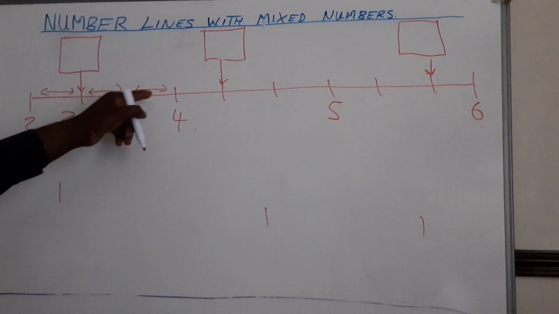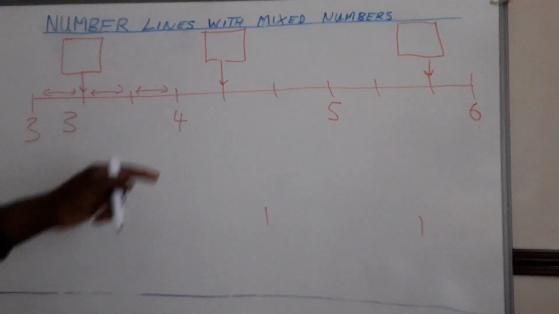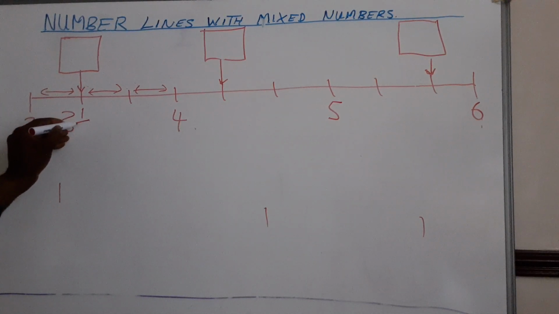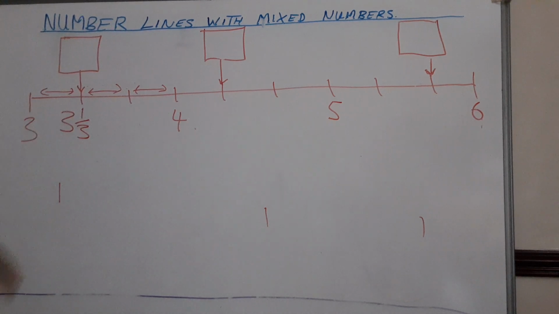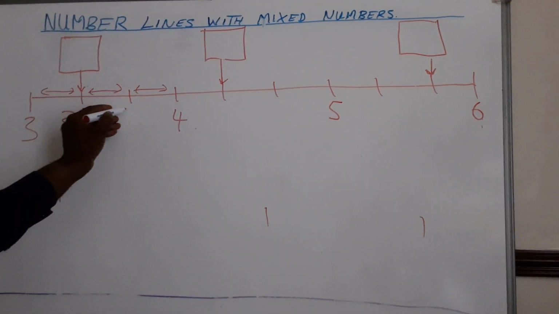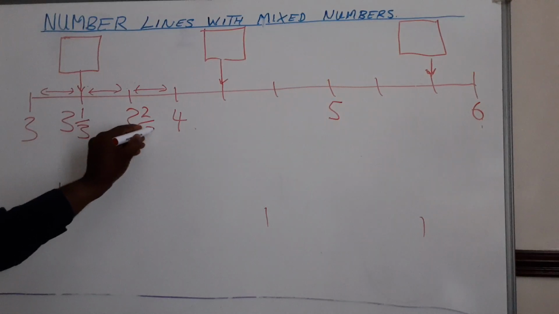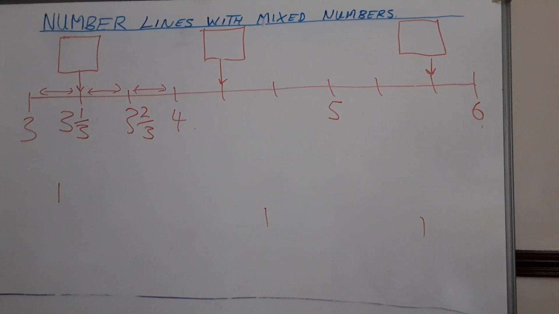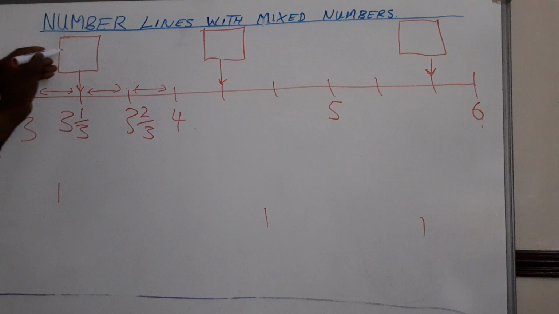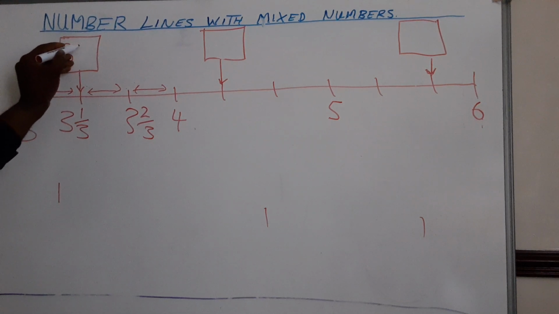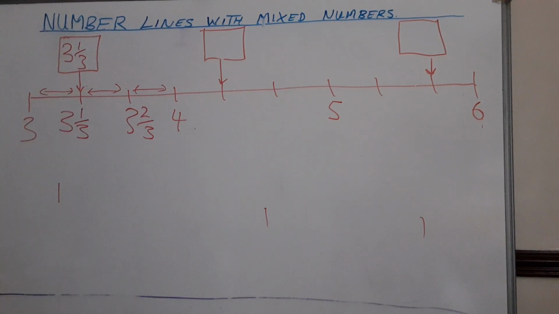And remember the difference between 3 and 4 was 1. And the intervals was 3. So we have 3 and 1/3. Then we can carry on, 3 and 2/3. So we can confidently say the arrow is pointing to 3 and 1/3. What about the next arrow? Where is it pointing to? Have a go.